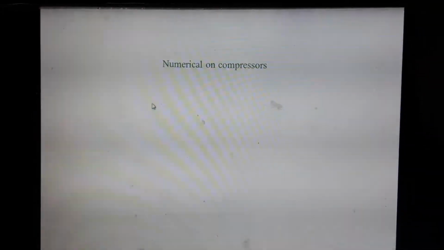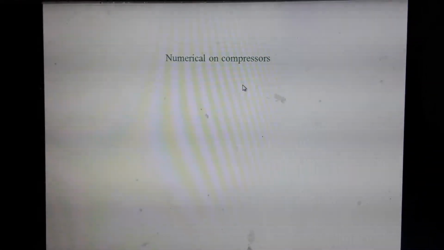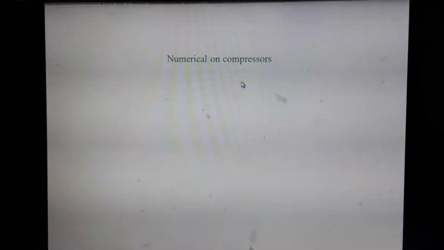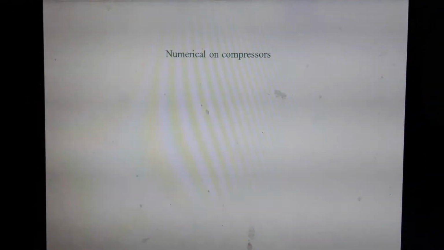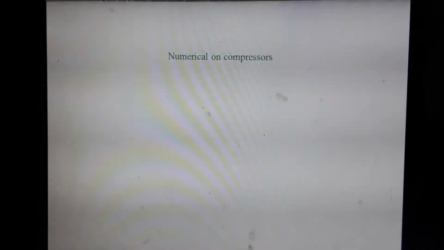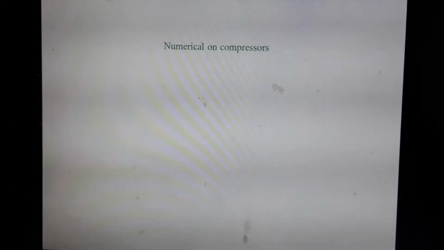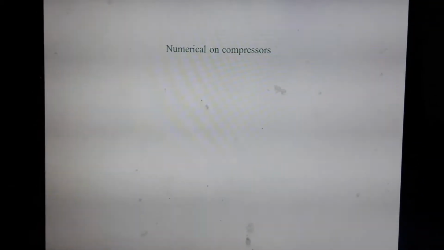Now up till now we have discussed about the reciprocating and rotary compressor. Now we have to practice some numericals on reciprocating compressor. Again, as per our syllabus, we have a numerical only on single stage reciprocating compressor. Now let us proceed for the numericals.